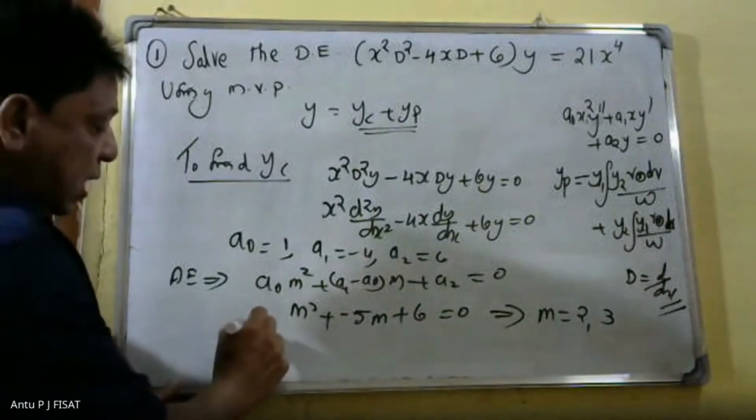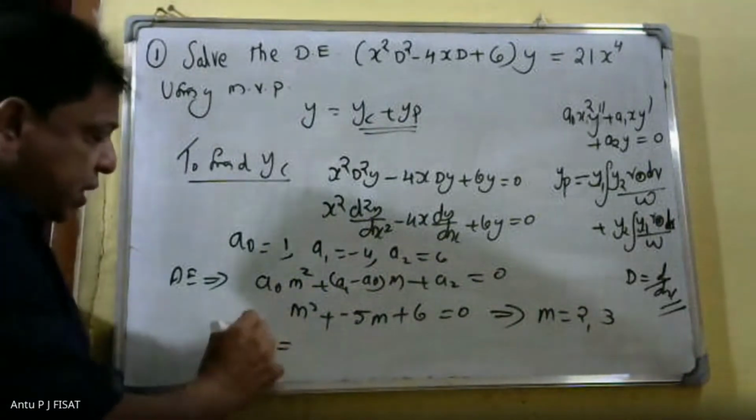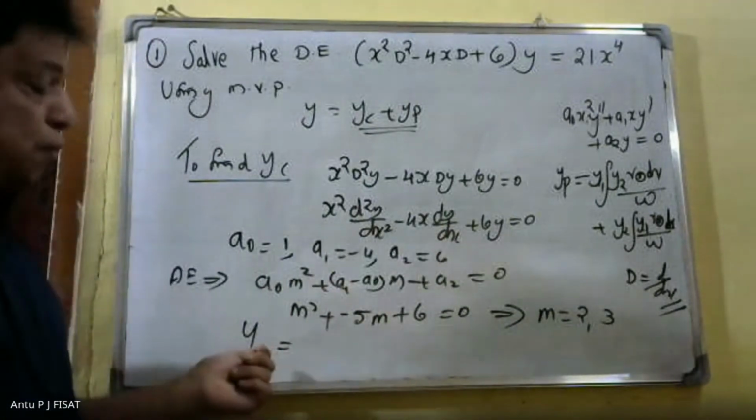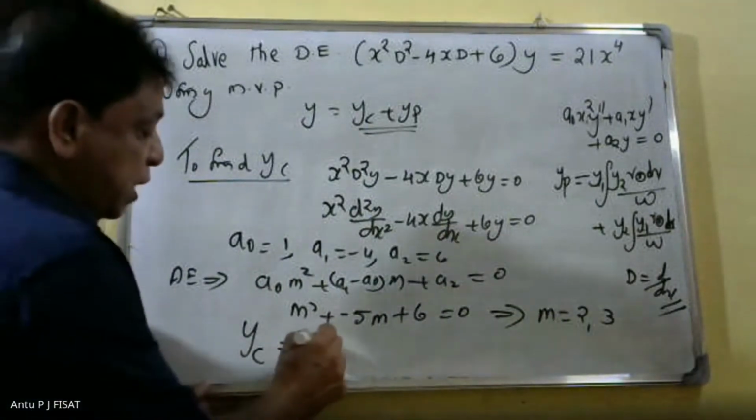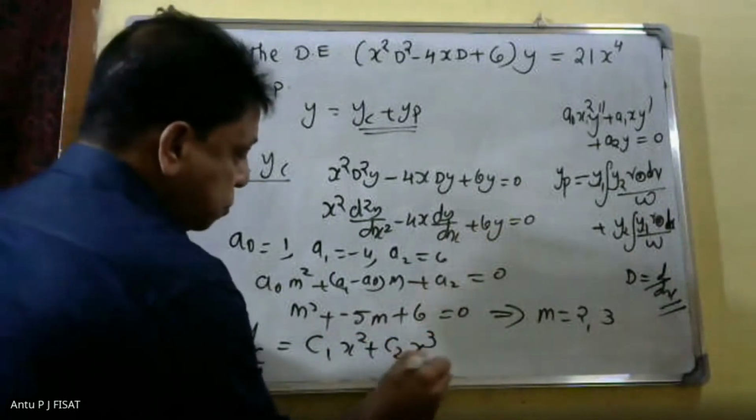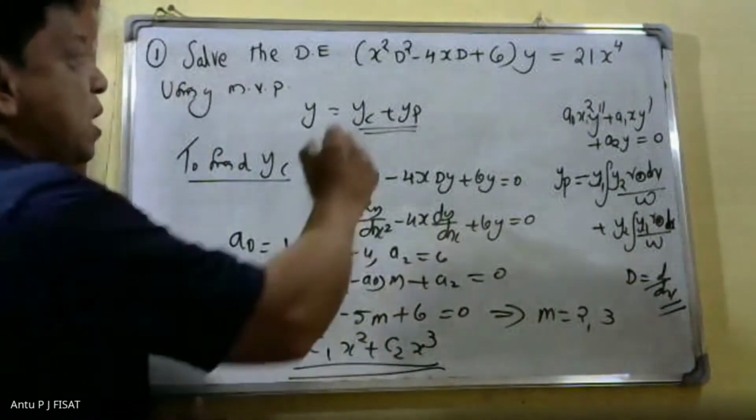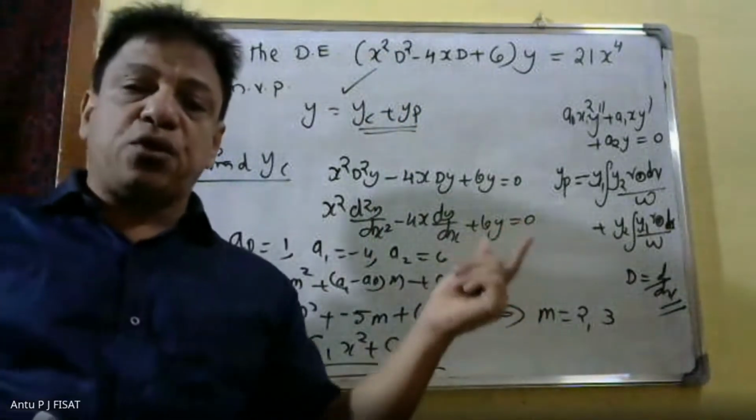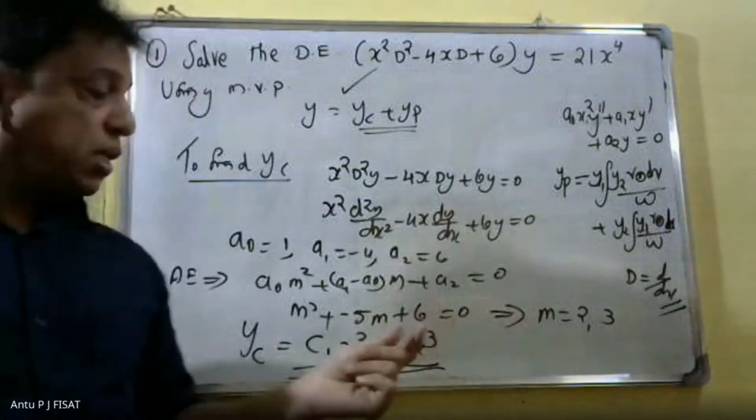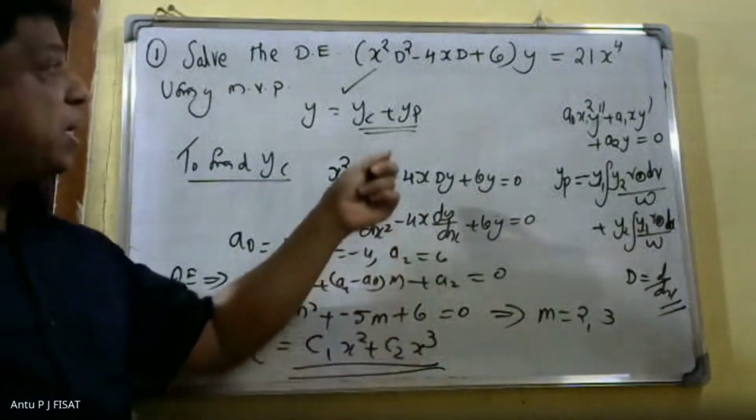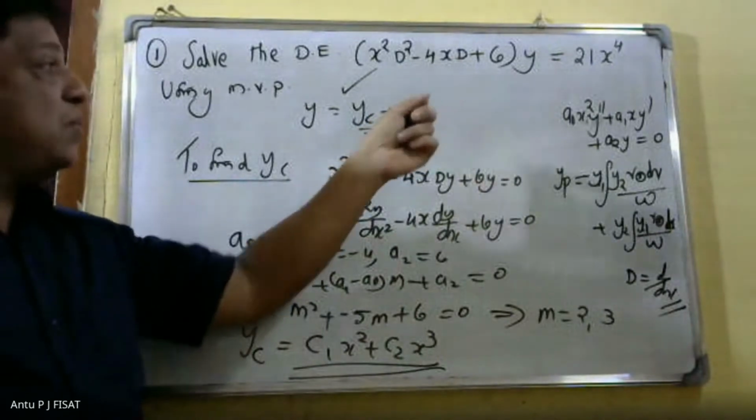Therefore, we can write the complementary function y_c = c1 x² + c2 x³. This is the answer for y_c. Then we can find the next step, that is y_p.